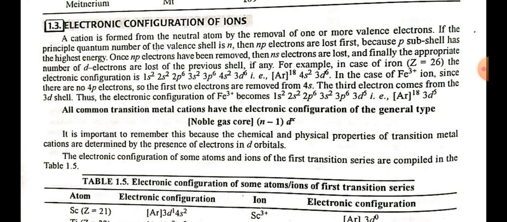All common transition metal cations have the electronic configuration of the general type, that is, noble gas core (n-1)d^x. It is important to remember this because the chemical and physical properties of transition metal cations are determined by the presence of electrons in d orbitals.